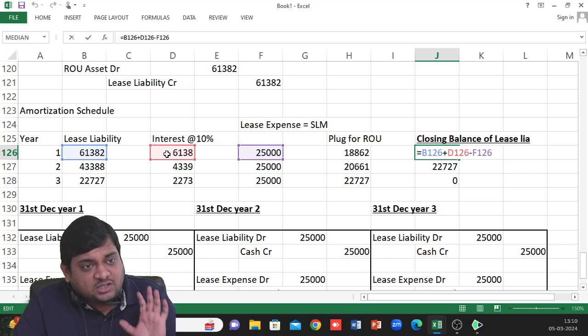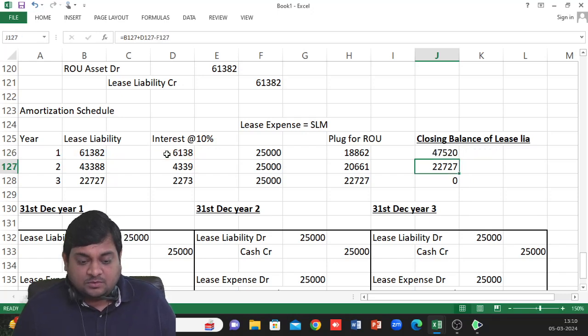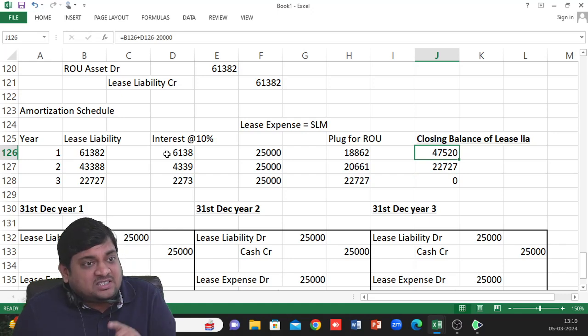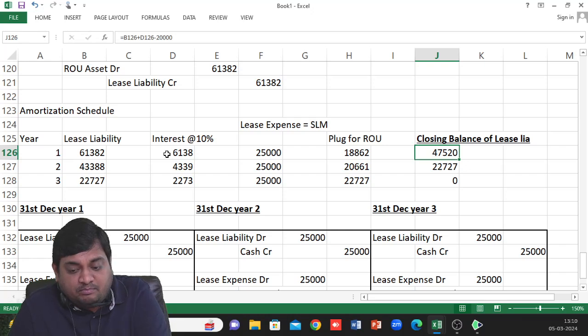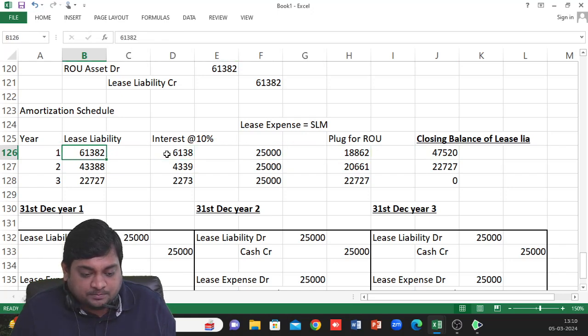Original amount plus interest is okay. But how much have we paid? We have paid 20,000. So this is the closing balance of the first year. Expense is different. Payment is different. So we have 5,000 outstanding because expense is more. That is why liability is more. Okay. Let me just complete this. Then I'll come to you.